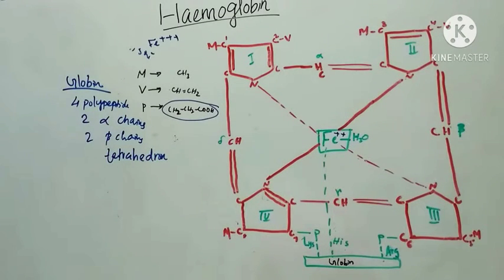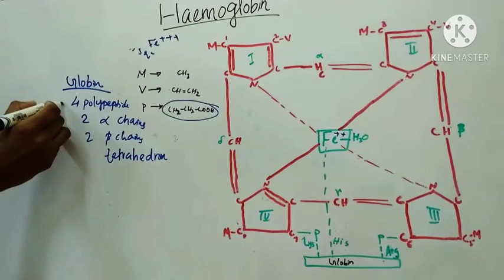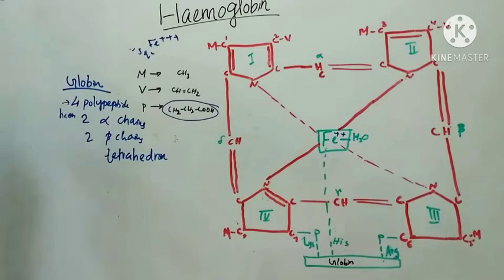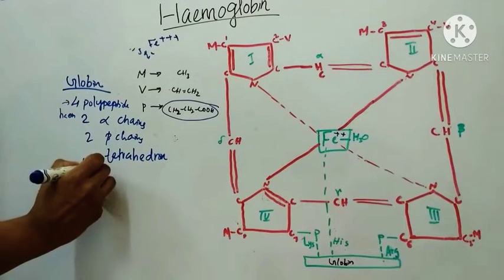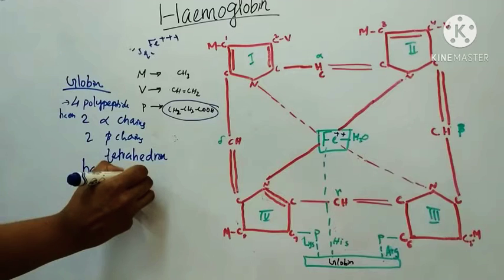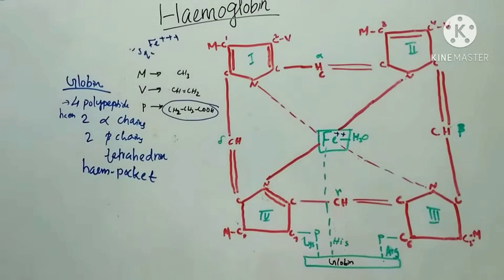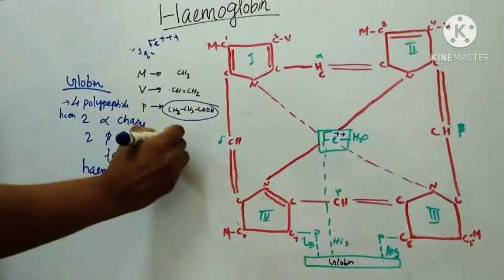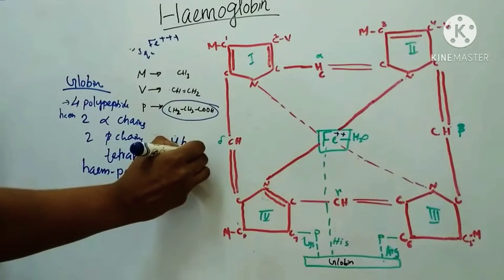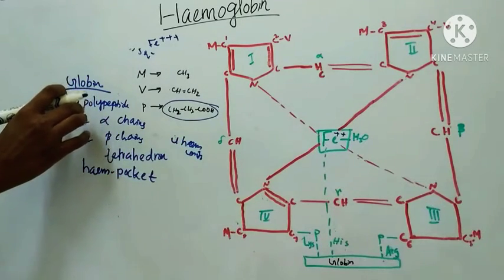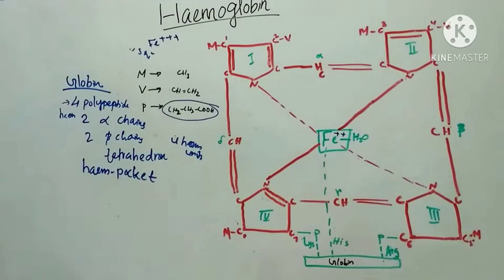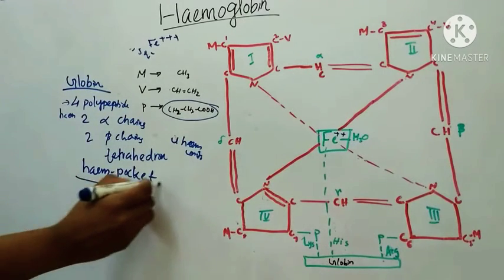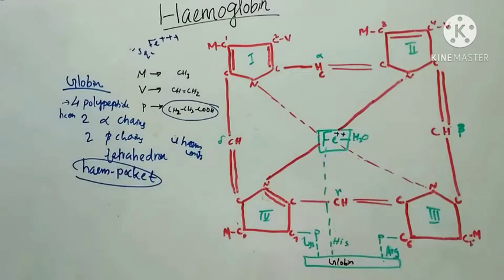Each polypeptide chain contains a heme, that is in the heme pocket. Thus, one hemoglobin molecule contains 4 heme units. So what is this heme pocket? We will see the formation of heme pockets.